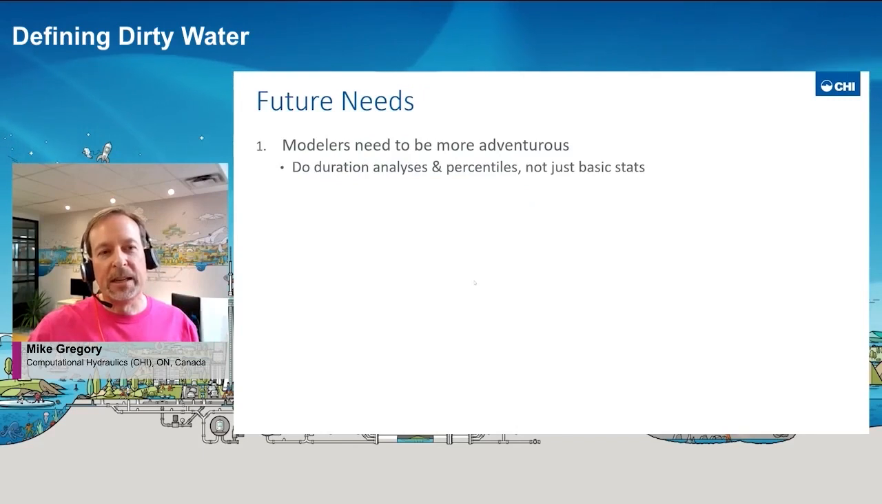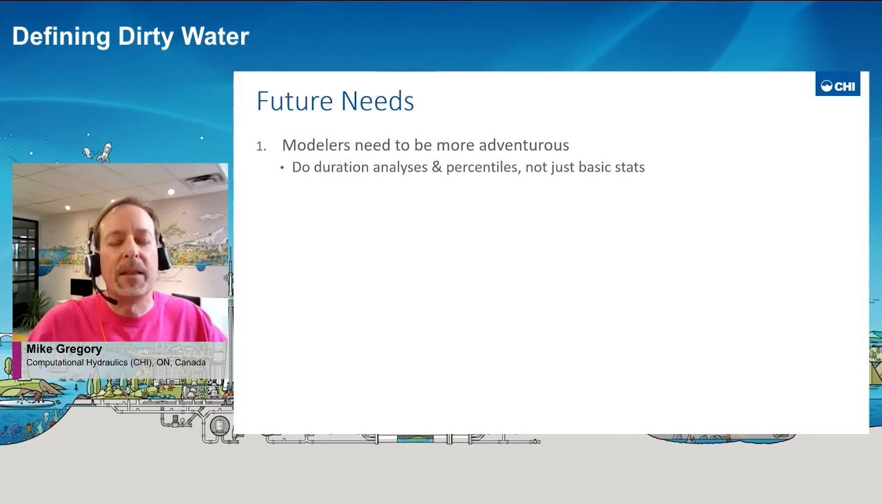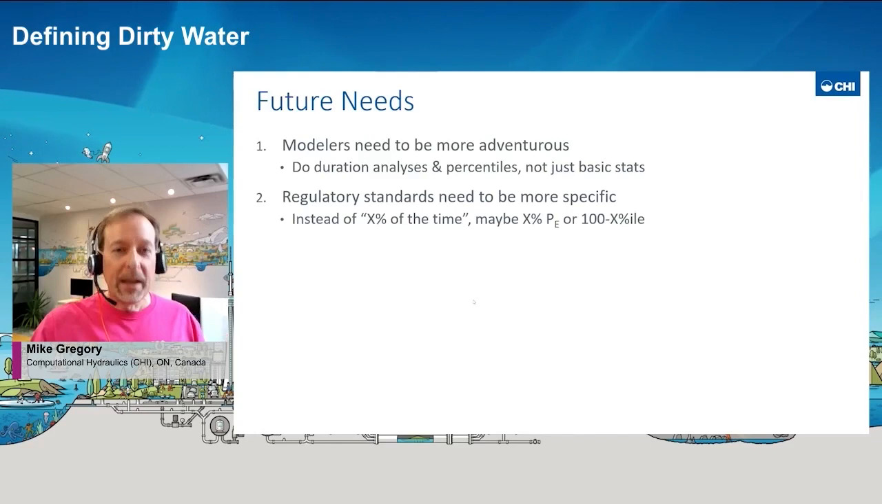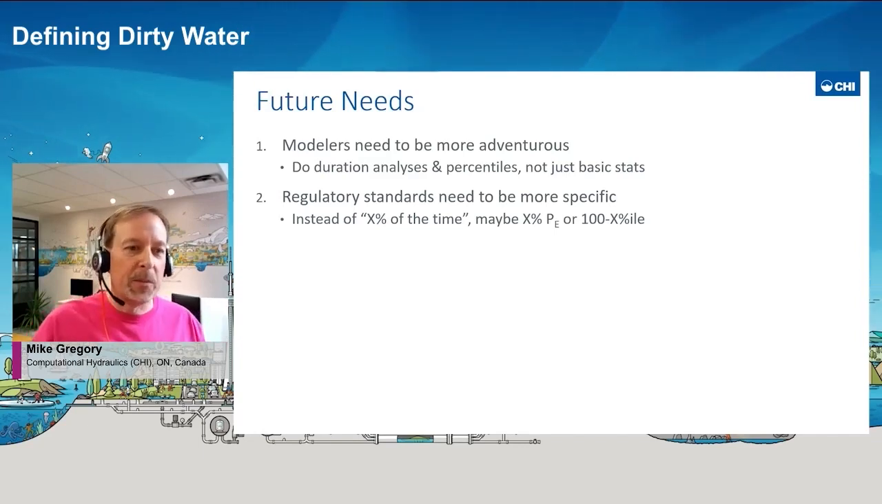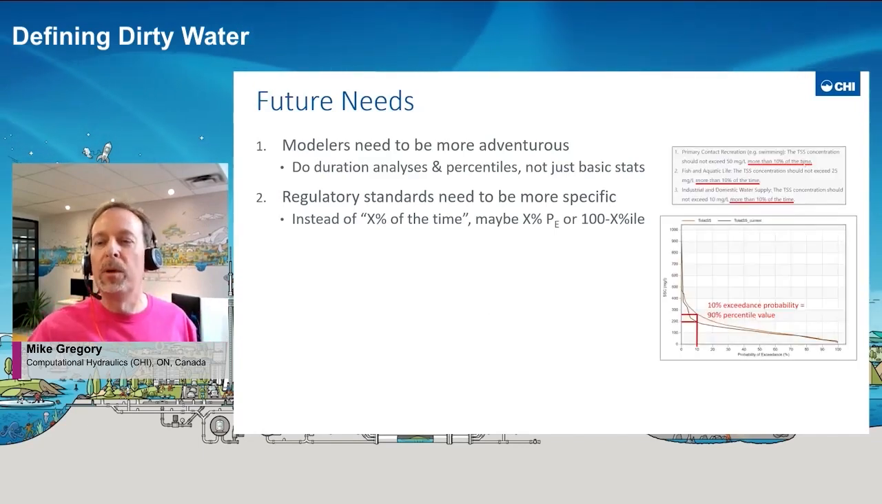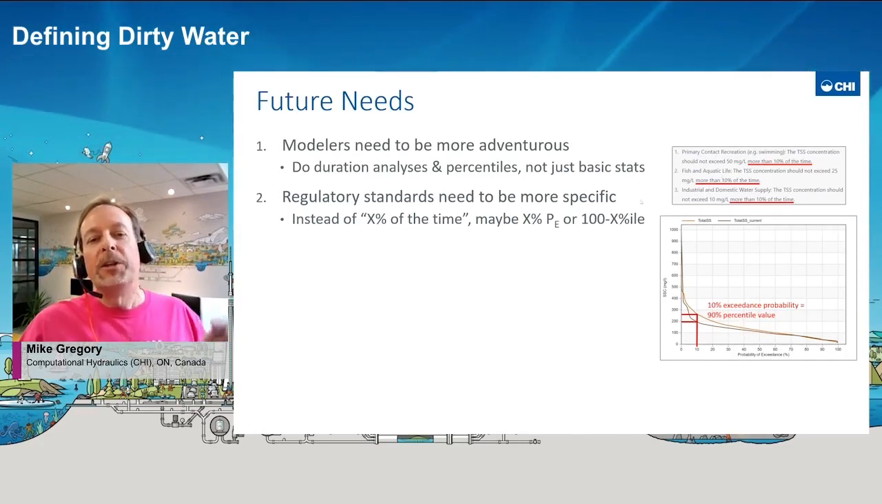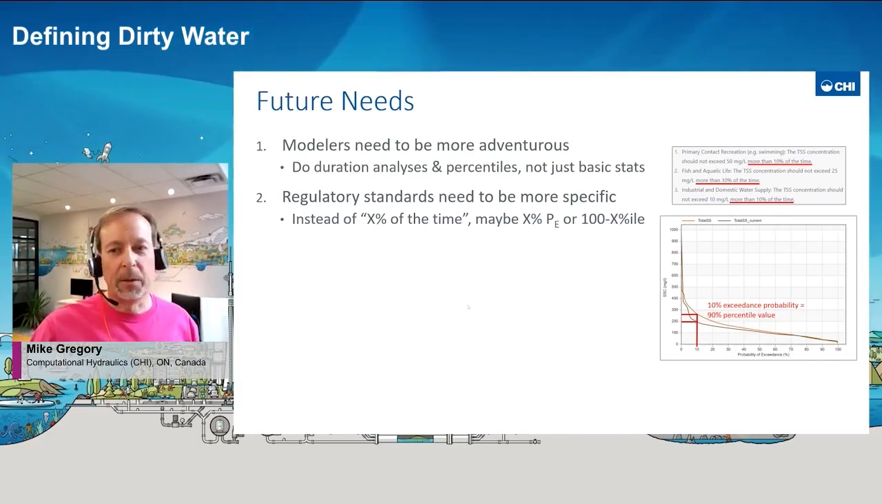So, future needs. Modelers, like me, need to be more adventurous. We don't look beyond the basic stats and do the duration analyses and the percentiles. Regulatory standards, I think, could be a little more specific. For those that are fortunate enough to say something like a percent of the time, 10% of the time, like this one here, more than 10%. So these are different standards for TSS, depending on what use of the water body is. We should be more specific and say the probability of exceedance or the percentile type thing. I think we can do better on that, and you know how to get those numbers from your measurements.